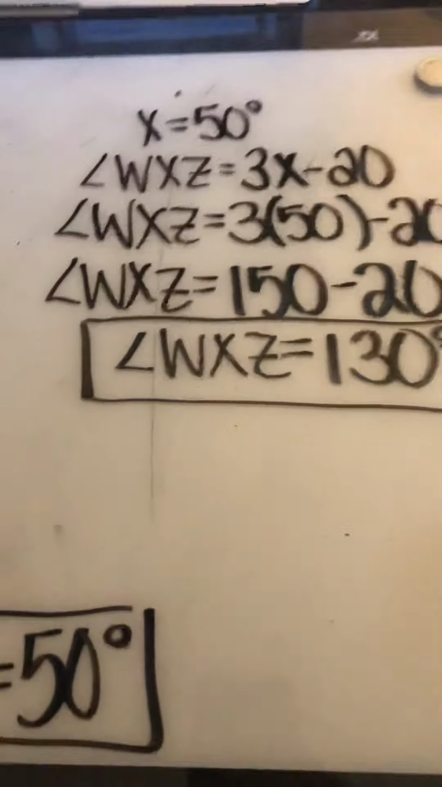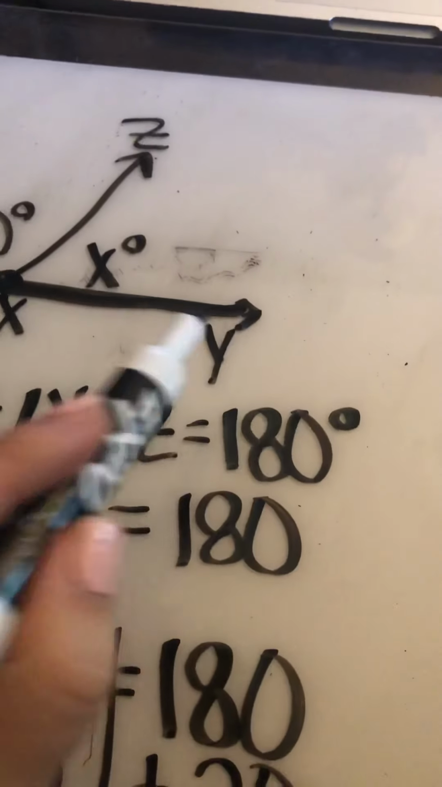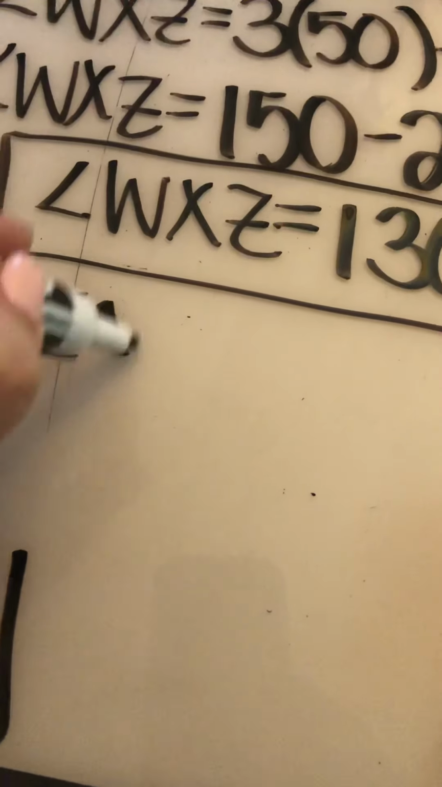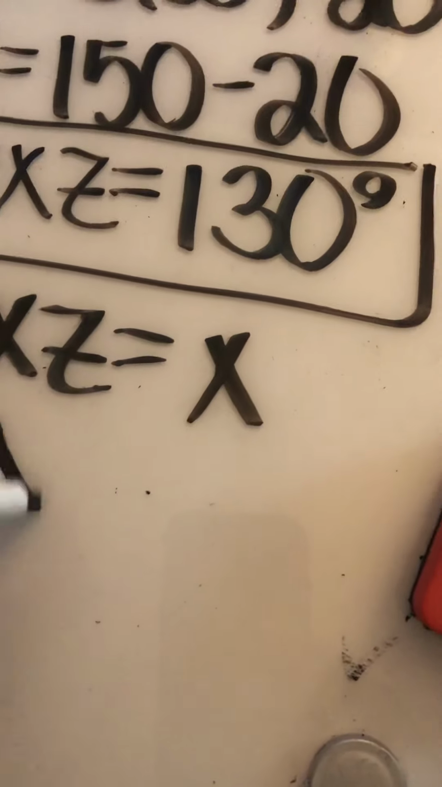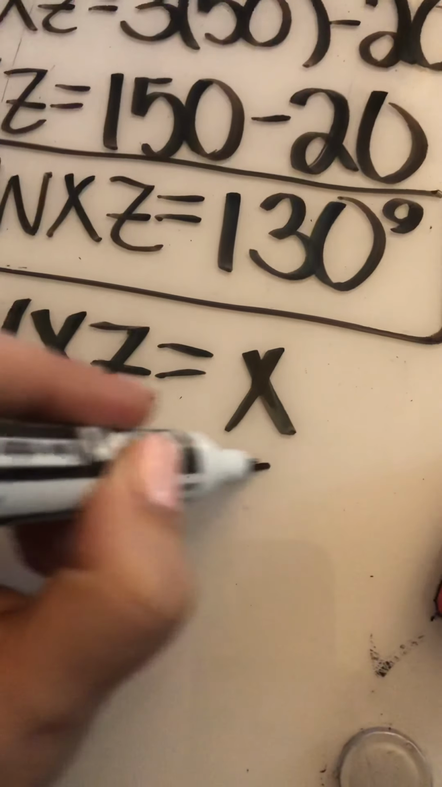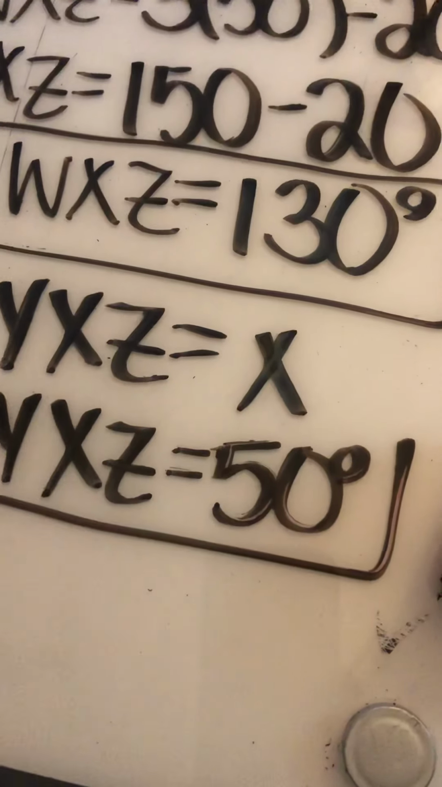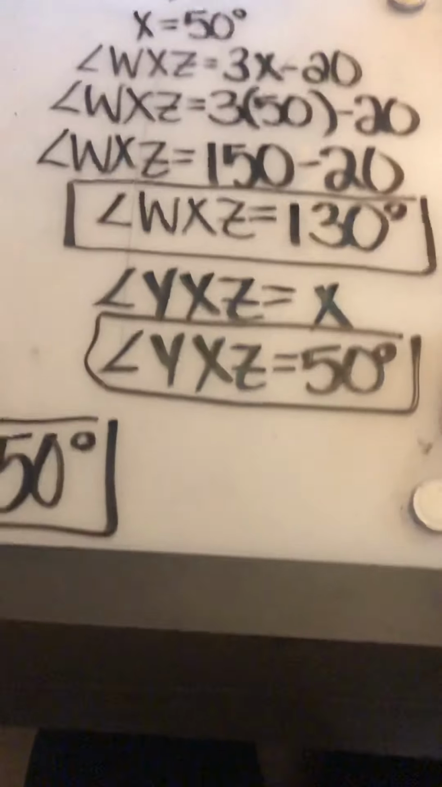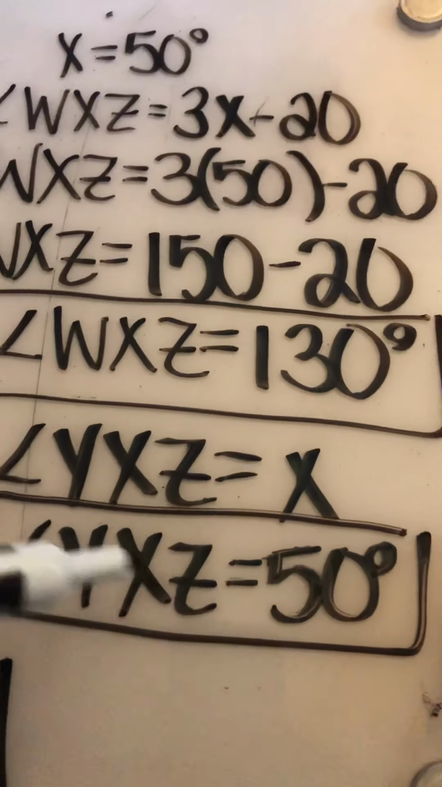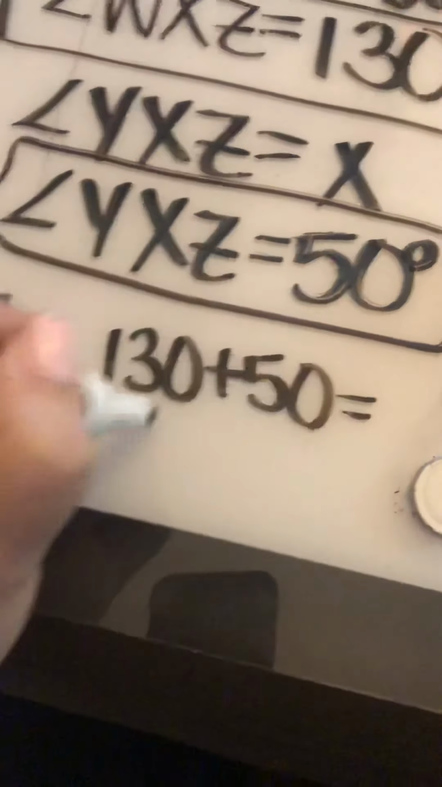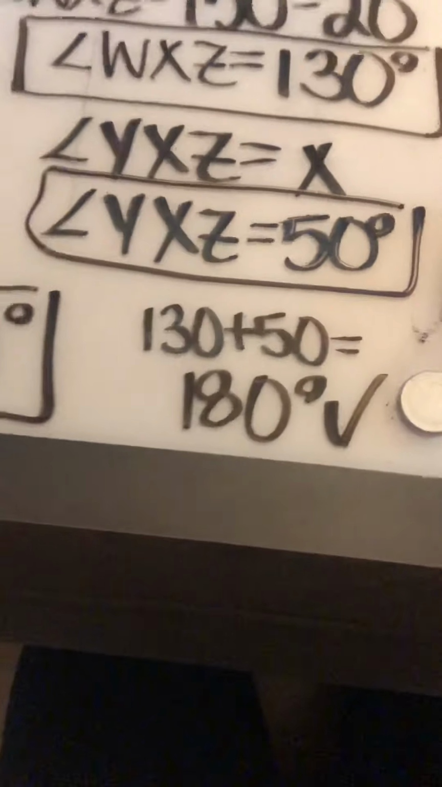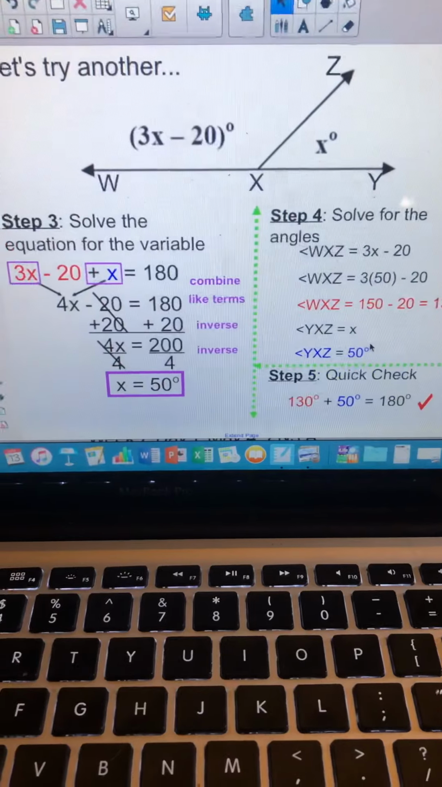Okay, so that's one angle. And then we have our other angle, which was YXZ. Angle YXZ, and that was just X. All right, so X. We already know what X is, so angle YXZ is 50 degrees. That's what we figured out before, right? X equals 50 degrees. And then your quick check is just to make sure that this angle plus this angle equals 180. And I believe it does because 130 plus 50 equals 180. So we know we're correct. Okay? Again, everything I did in the lesson, you'll see that there, including the check.